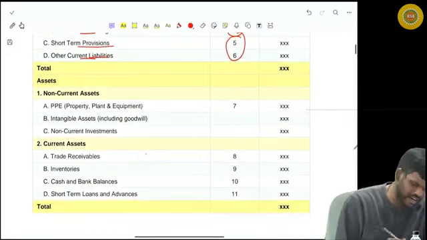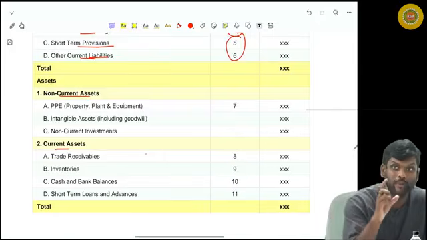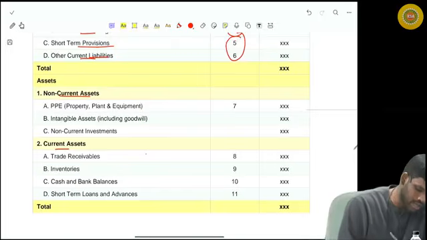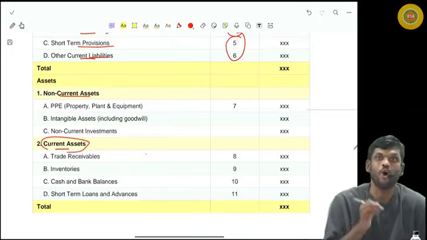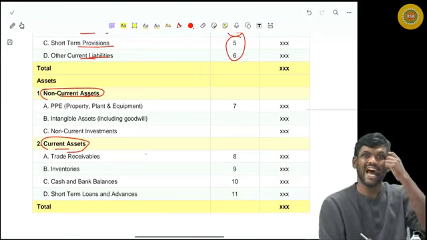Again, assets are divided into non-current assets and current assets. Assets whose benefits will be received within the next 12 months are called current assets. All the other assets are called non-current assets.